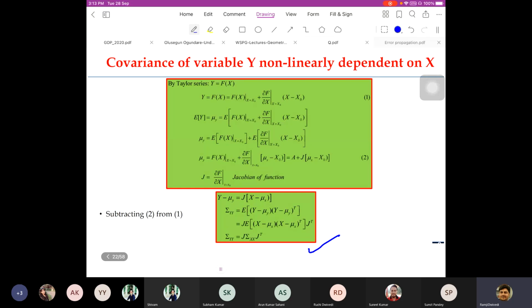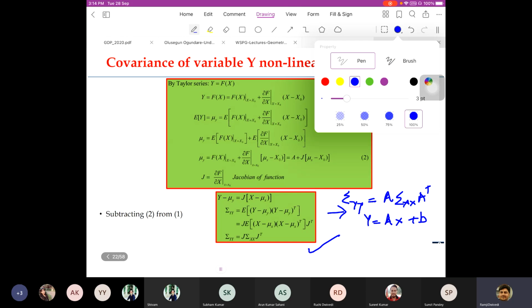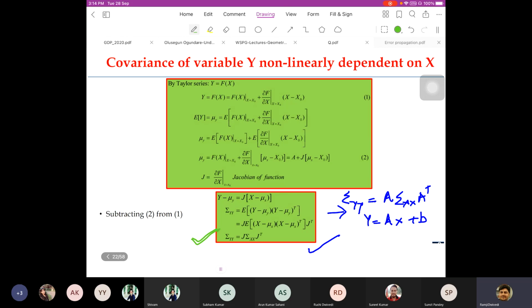Obviously, we also discussed the non-linear solution as well as the linear solution. For a linear solution, we simply wrote A sigma xx A transpose, if your function looks like y is equal to ax plus b. And if your function is non-linear, then you will use the Jacobians, or matrix of partial derivatives, that will help you in finding the error propagation. So this was the basics.